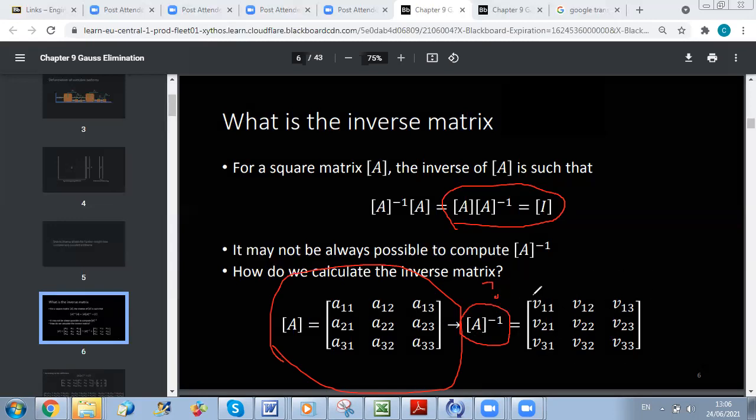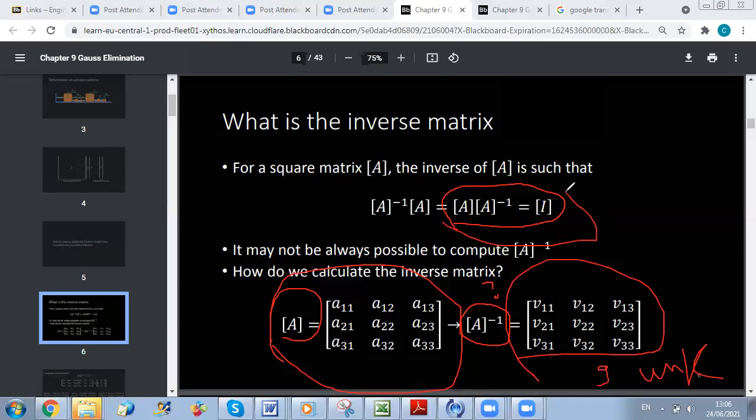So how many unknowns do I have? 9. If I take a 3 by 3 matrix A, then I will have 9 elements of A and 9 elements of A minus 1. And since A minus 1 is unknown, I have 9 unknowns to find. To find these 9 unknowns, the first method that comes to my mind is to start with the definition of the inverse.